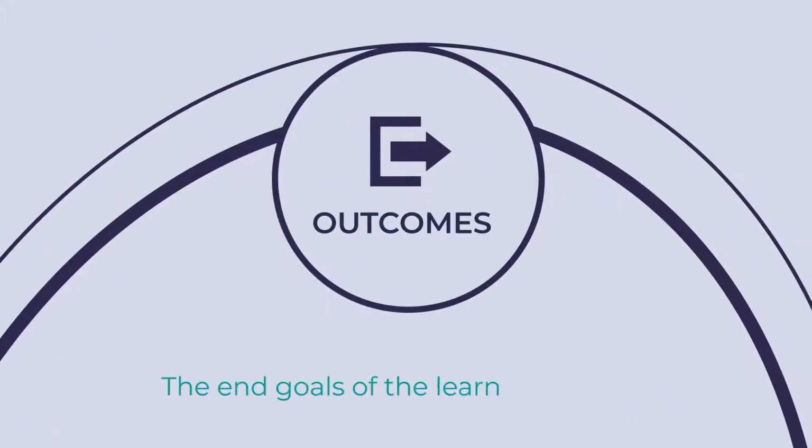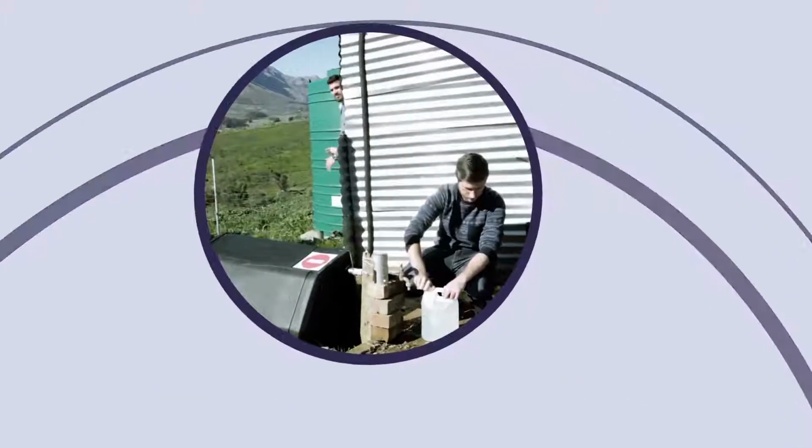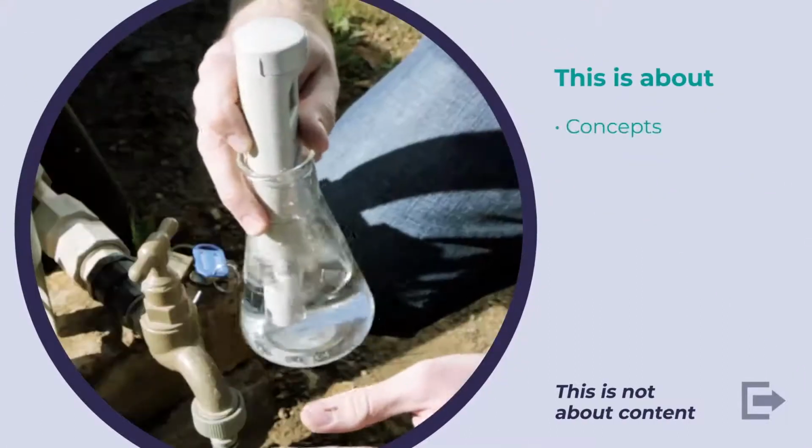Outcomes are the end goals of the learning process. They are formulated to describe the result of student learning at the end of the learning opportunities. This is not about content, but rather about the concepts and underlying principles of the field of study.